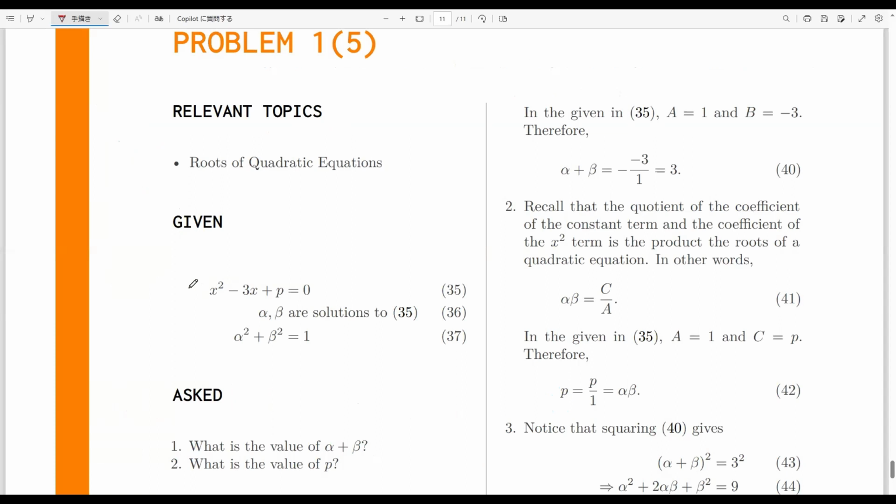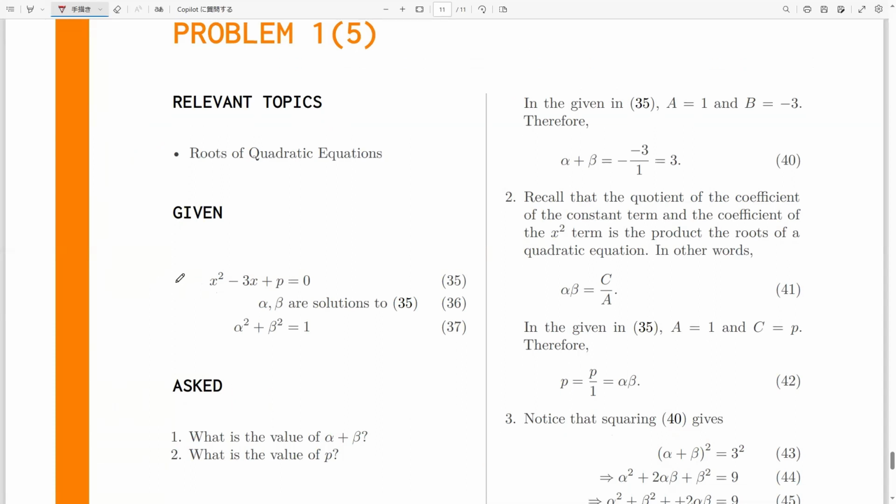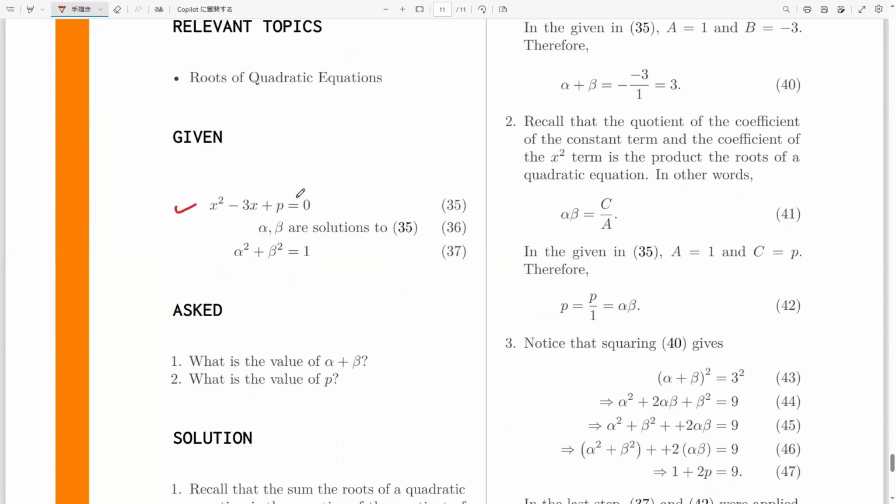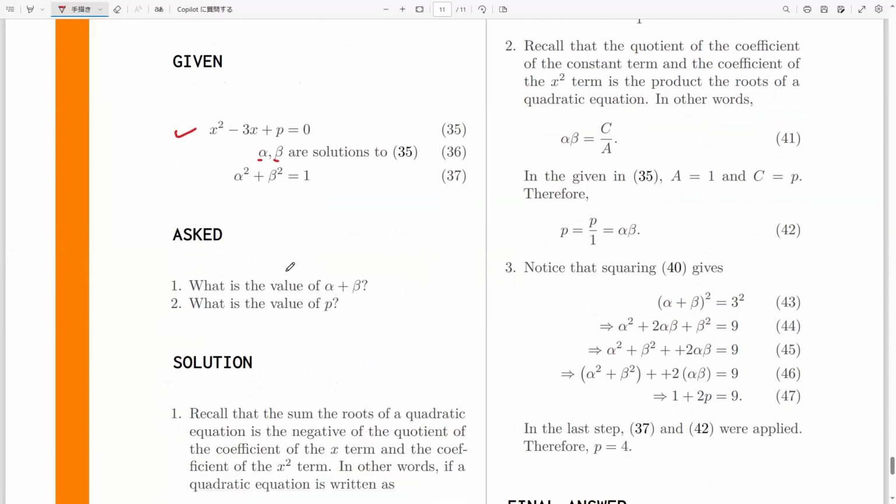We are given this quadratic equation, x squared minus 3x plus p equals 0. We are told that the solutions to this equation are alpha and beta. We're also told the following relationship between alpha and beta. It's such that the square of alpha plus the square of beta gives 1, okay? If you add these squares, you get 1.